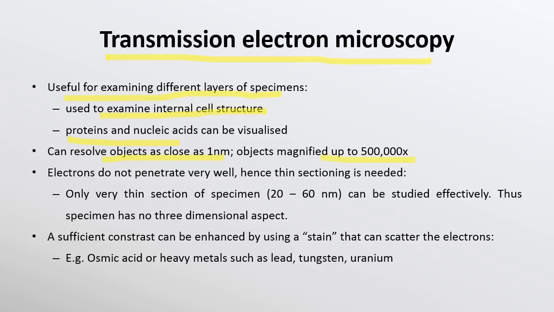As we know, electrons cannot penetrate very well, therefore thin sectioning is needed. Usually we take the bacteria, dry them, and embed them in a resin, and then the resin is sliced into thin layers, about 20 to 60 nanometers. After that, the sliced layer is stained to get better contrast using osmic acid or heavy metals such as lead, tungsten and uranium.